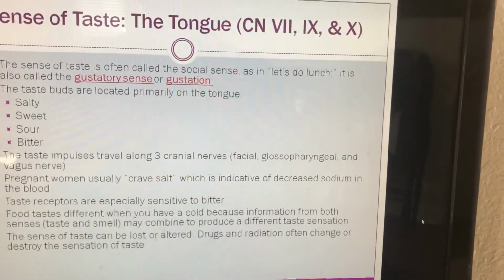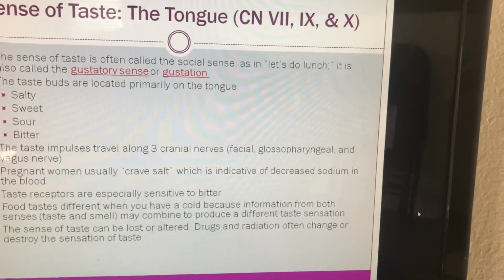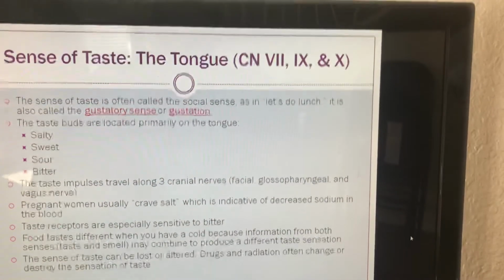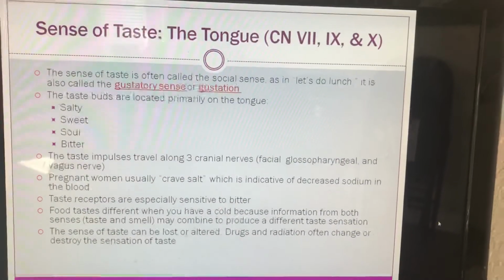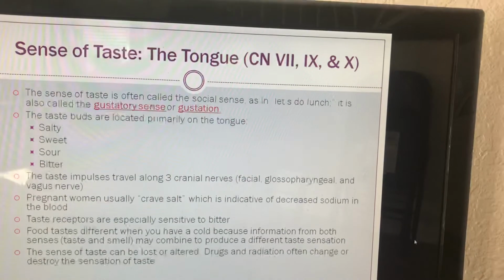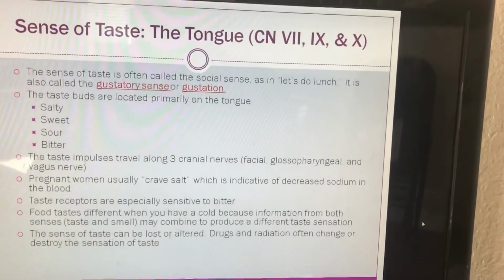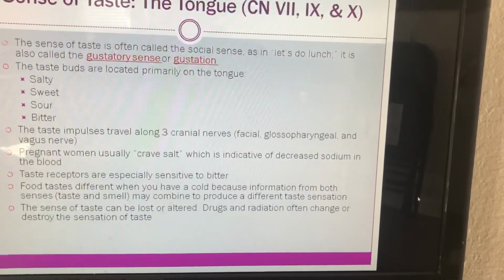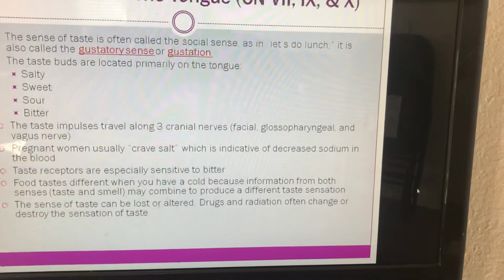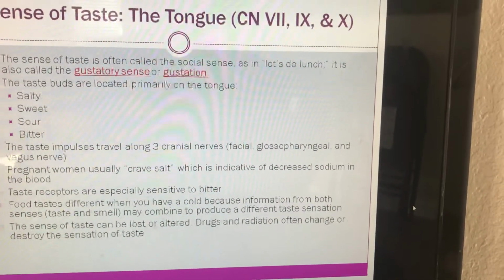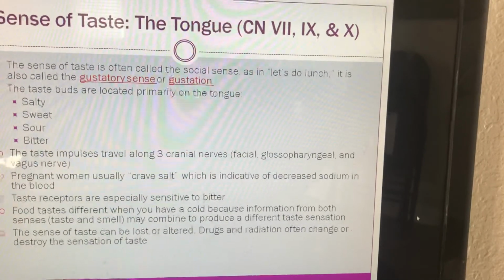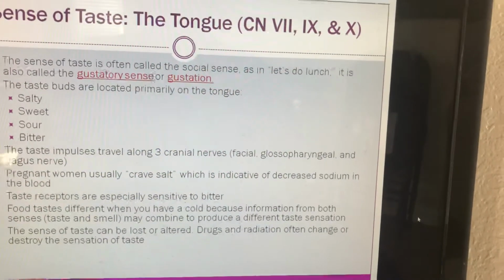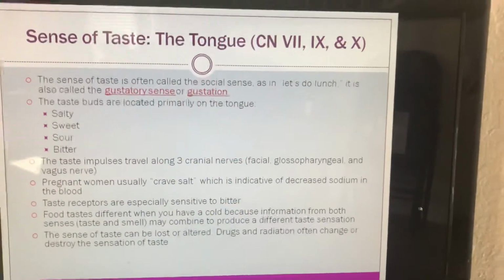So your sense of taste in pregnant women, they usually crave salt. So they have a taste for something salty. And this can be indicative of a decreased amount of sodium in the blood. Taste receptors are especially sensitive to bitter. Food tastes different when you have a cold because information from both senses of taste and smell may combine to produce a different taste sensation. And then the sense of taste can be lost or altered. So for example, drugs and radiation and chemotherapy often change or destroy the sensation of taste.